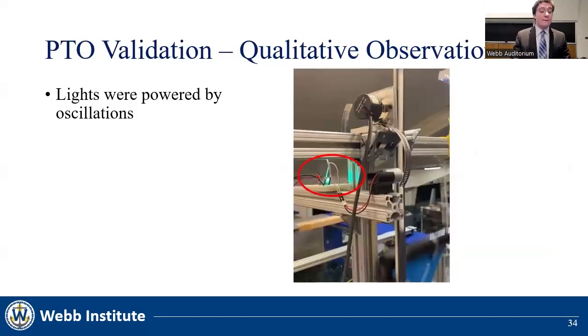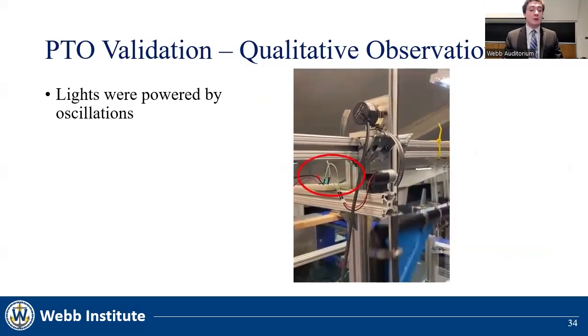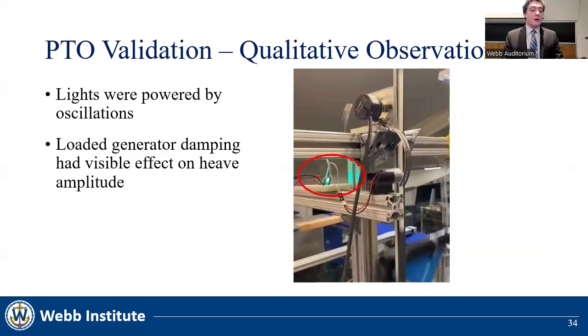The power takeoff was validated first with qualitative observations. Lights were powered by the oscillations and can be seen in the red circle above. We also observed that the loaded generator damping did have a visible effect on our heave amplitudes. I'll talk about that a bit now.